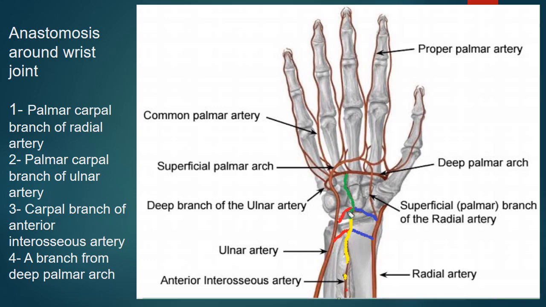We have 4 branches on the palmar aspect. The first one is the palmar carpal branches of the ulnar artery, then comes the palmar carpal branches of the radial artery, then we have the carpal branch of the anterior interosseous artery, and finally the deep palmar arch. It gives off a branch which joins these arteries and completes the anastomosis around the wrist joint.